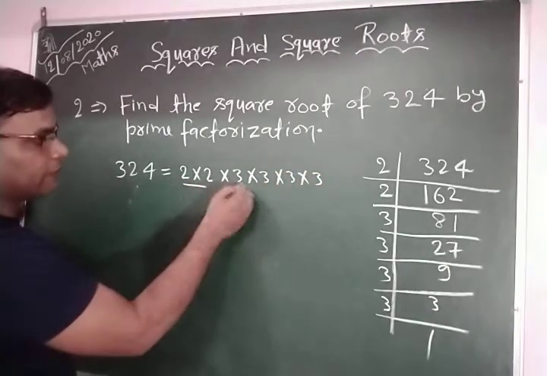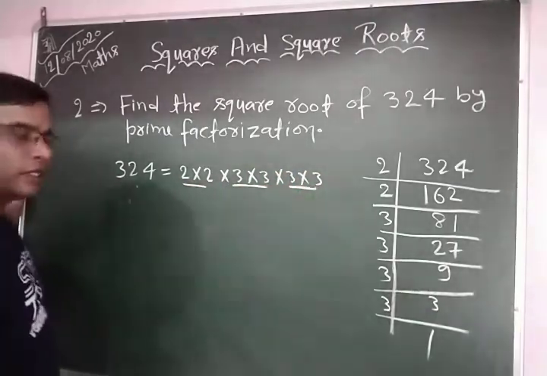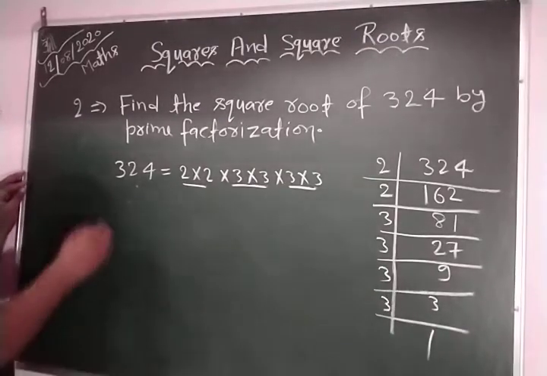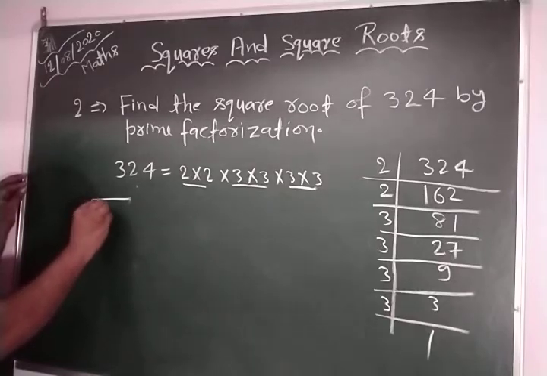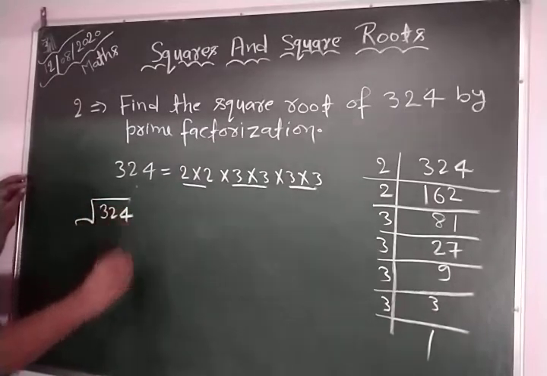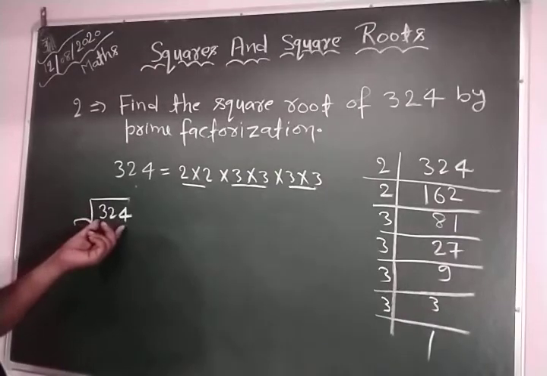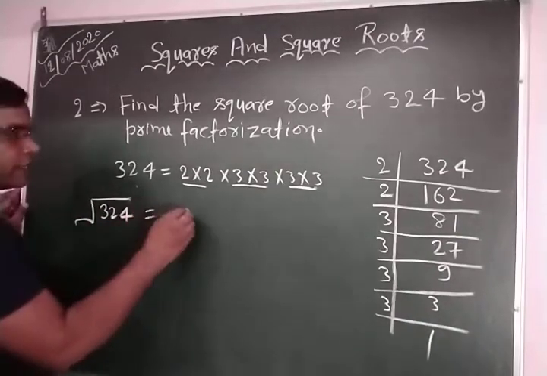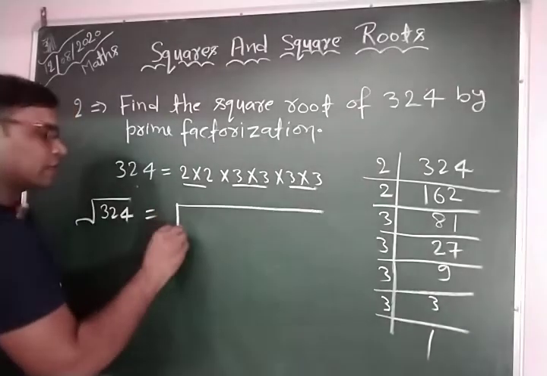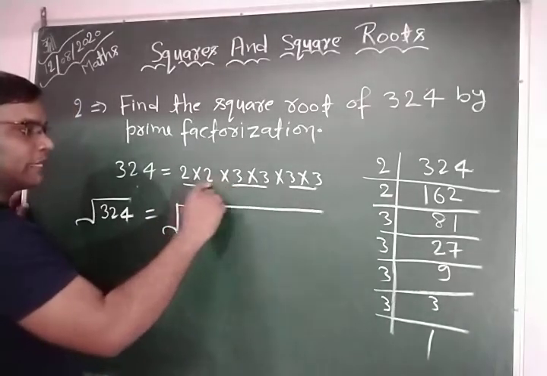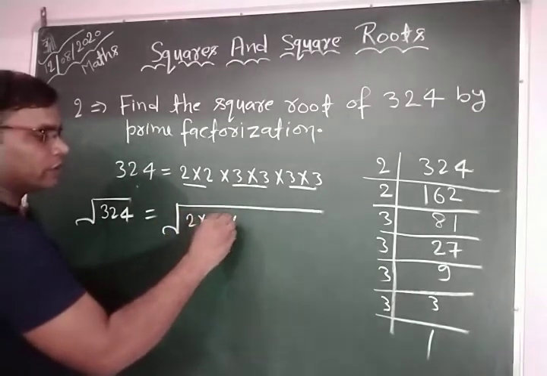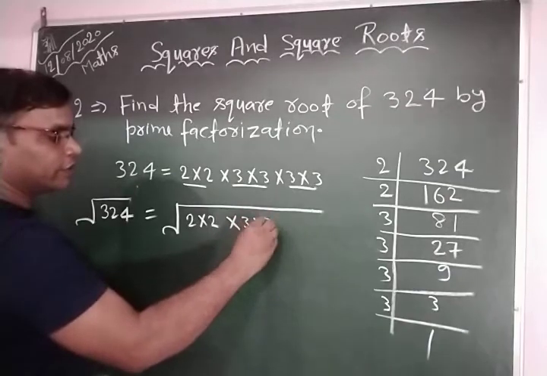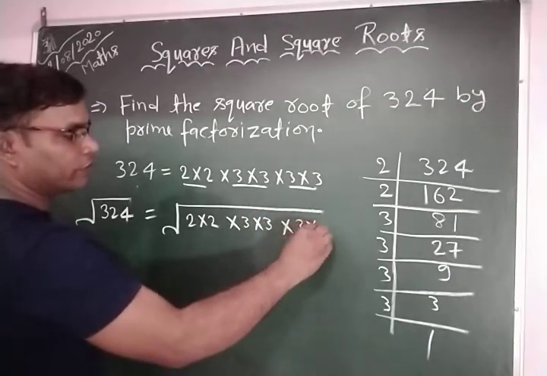So here the pairs are formed. Now we find the square root of 324. You can write it as the square root of 324, and also we can write it like this, by prime factorization. This is the prime factorization of 324: 2 into 2 into 3 into 3 into 3 into 3.